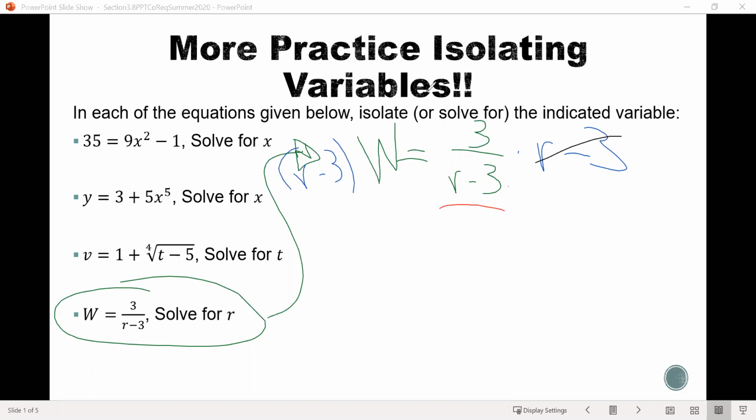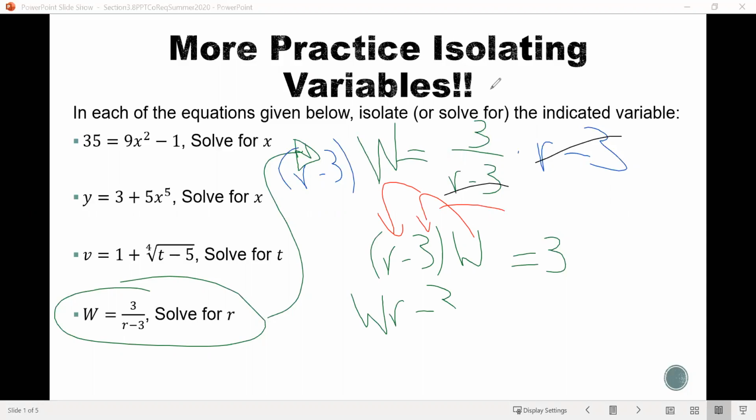So when we do that, the r minus 3's here on the right hand side cancel, and we just have the 3 equals, and then we have an r minus 3 times w. And then at this point, we could divide by w on both sides, but I'm actually going to distribute the w into the parentheses here. So when we do that, we'll end up with w times r minus 3w, from just distributing the w in there. And then we're trying to isolate the r, which means we need to isolate the term with the r, which means we need to add 3w to both sides of the equal sign.